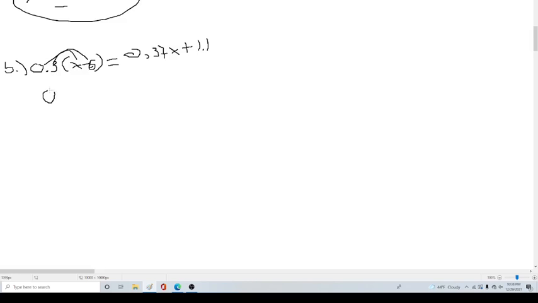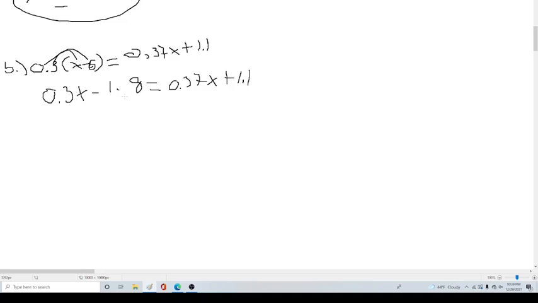So I guess it's 0.3x minus 1.1. Sorry, not 1.1. 0.3 times 6 is 1.8. And we're going to say it's going to be equal to 0.37 plus 1.1. Okay.